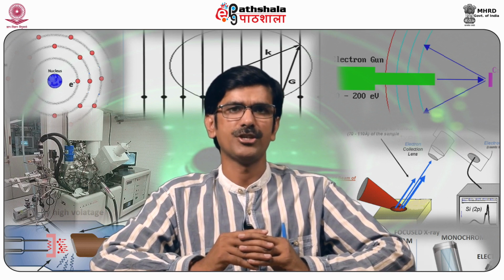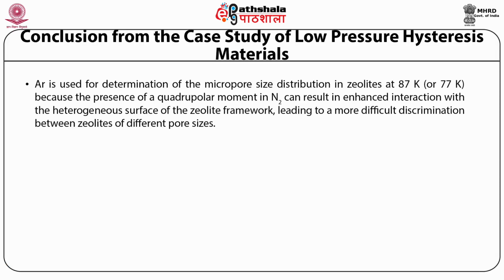Argon is used for determination of the micropore size distribution in zeolite at 87 Kelvin or 77 Kelvin. Because the presence of a quadrupolar moment in nitrogen can result in enhanced interaction with the heterogeneous surface of the zeolite framework, leading to a more difficult discrimination between zeolites of different pore sizes.